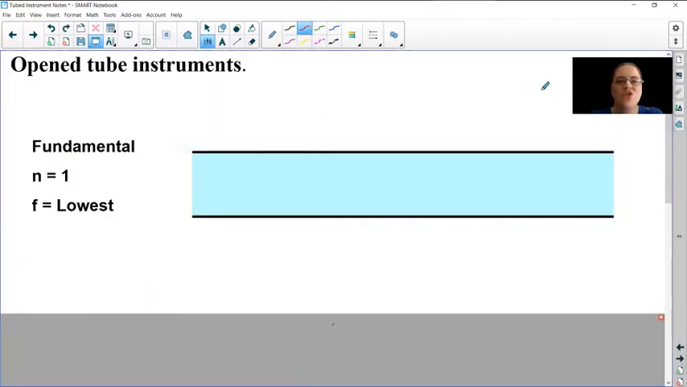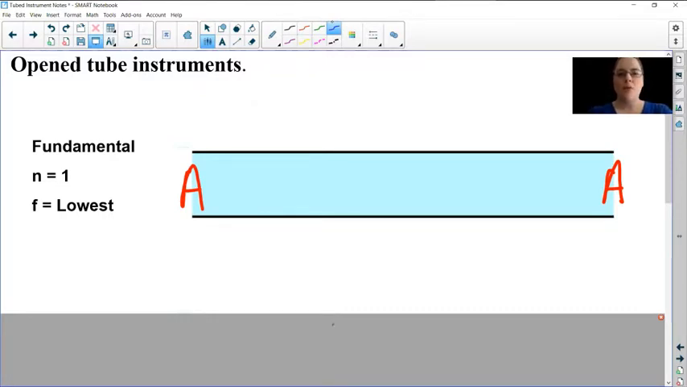So let's actually draw the fundamental harmonic pattern for an open tube instrument. So we've said what defines an open tube is the fact that you have the two ends where air is free to move. If you have places where air is free to move, then that is going to have to be an antinode. So we're going to have a lot of movement of air in and out both ends. So the next question is, is this the harmonic pattern?